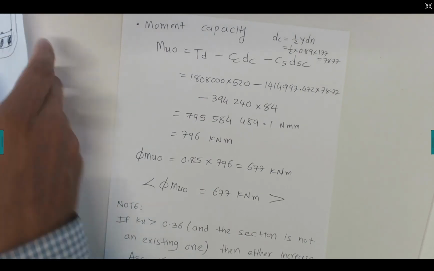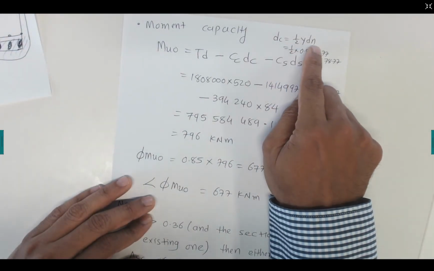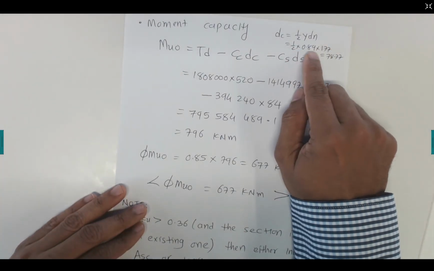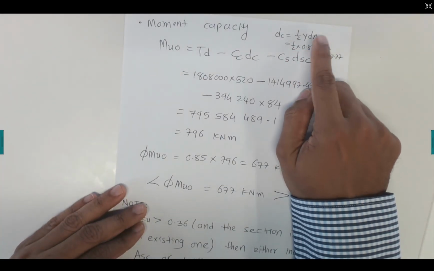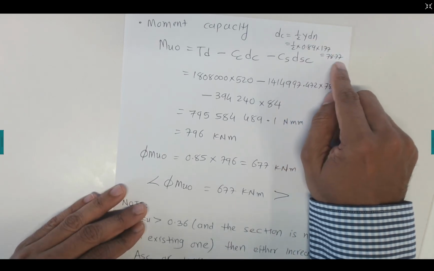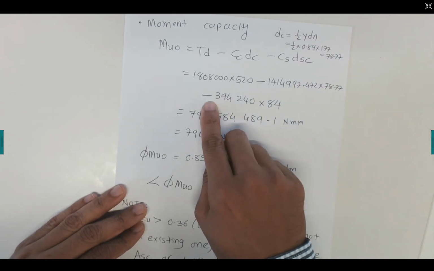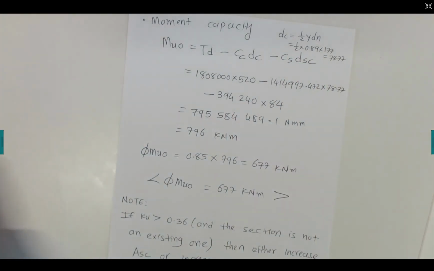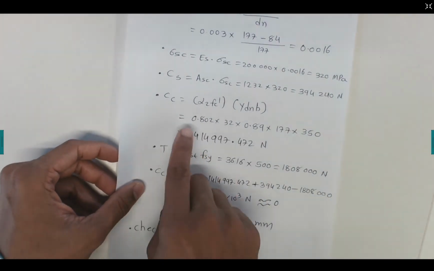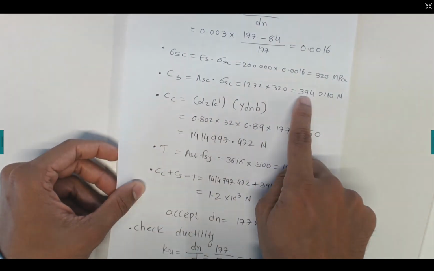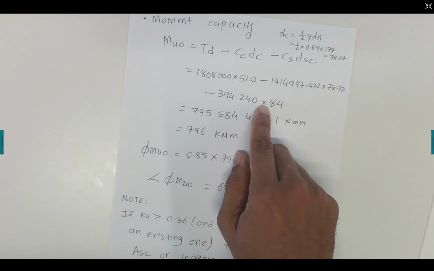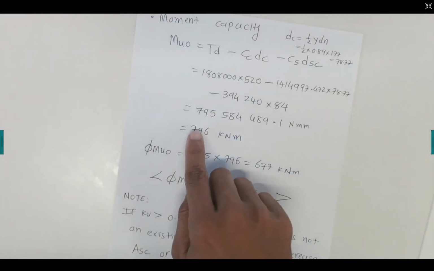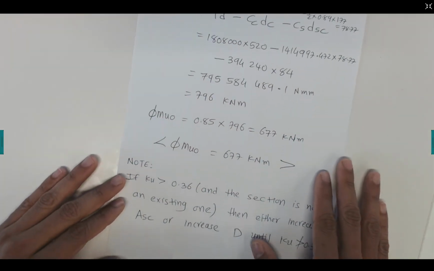The dc value we are going to calculate is half gamma dn, that is half times 0.89 gamma times dn 177, which is 78.77, minus the compression force in the top reinforcement, that is for 177, compression force in top reinforcement 394,240 times dsc 84. Simplification gives 796 kilonewton meters.